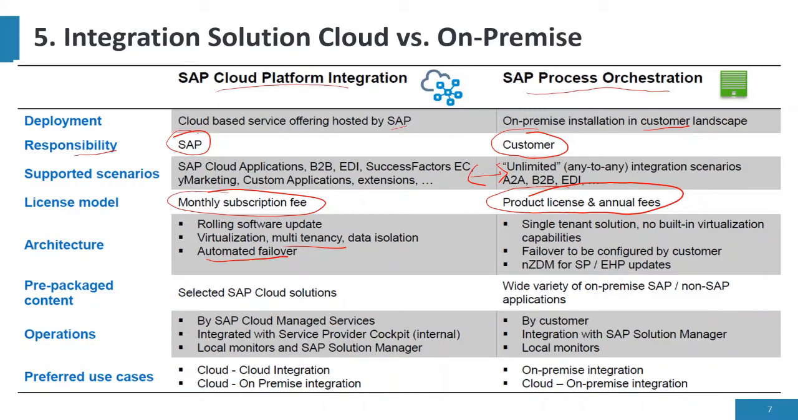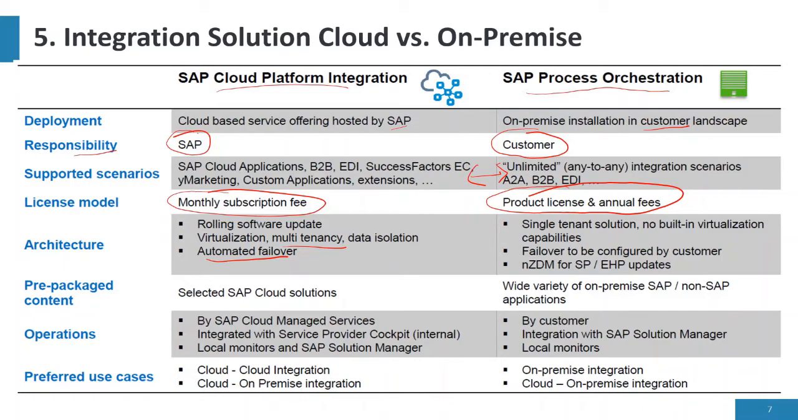When it comes to process orchestration, it is a single tenant solution. Then failover should be compared. So at a high level, if you are taking CPI, most of the admin work would be taken care of by SAP. When you go for on-premise process orchestration, all the admin work would be the customer's responsibility.